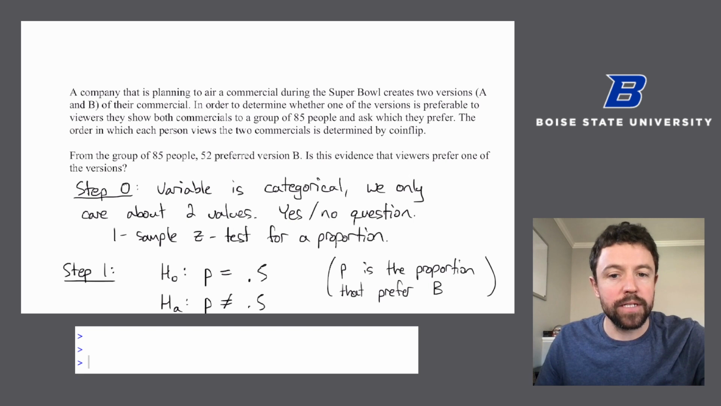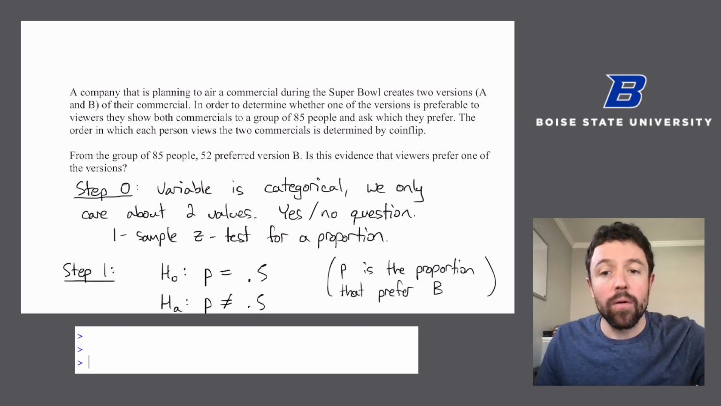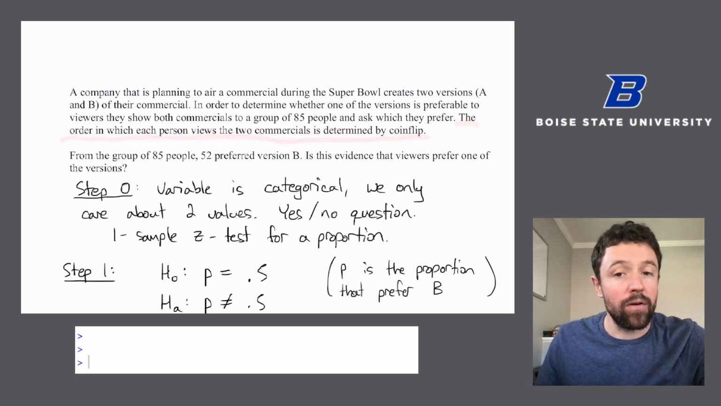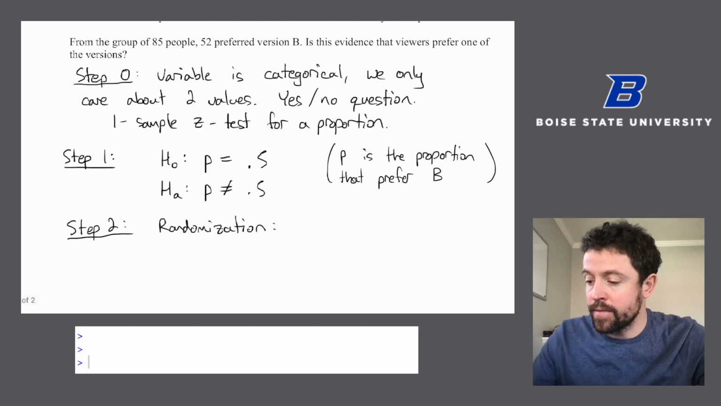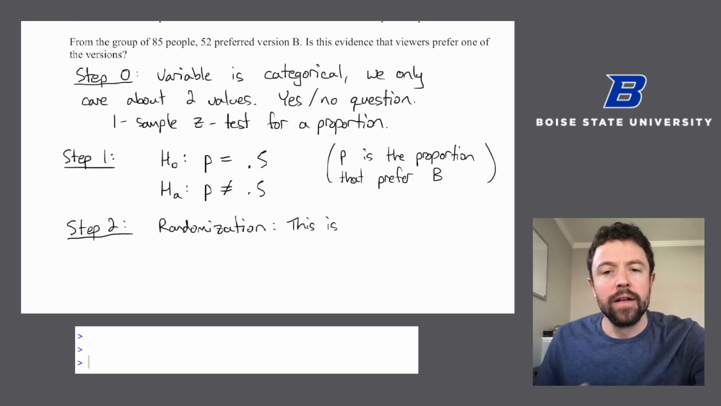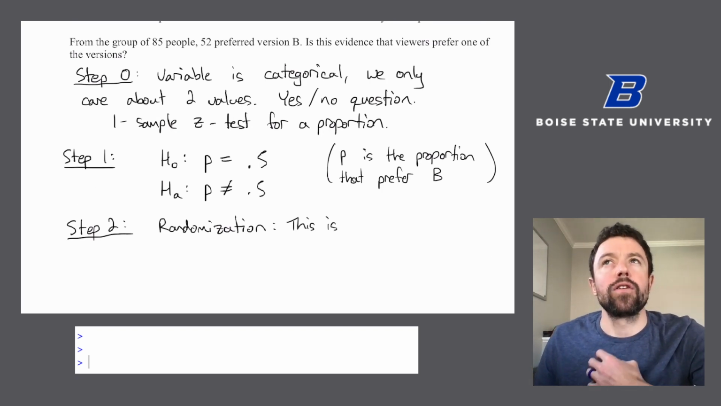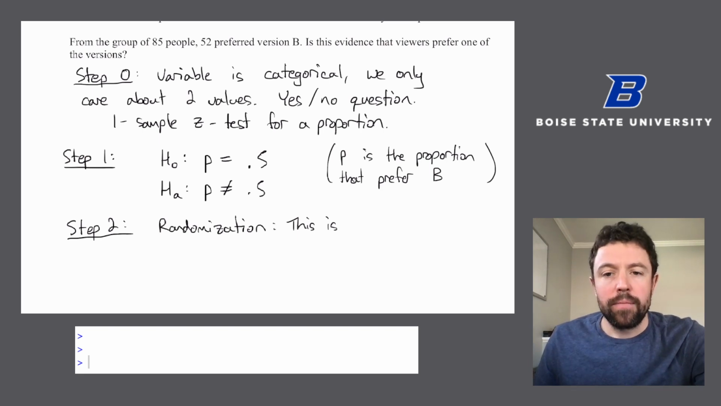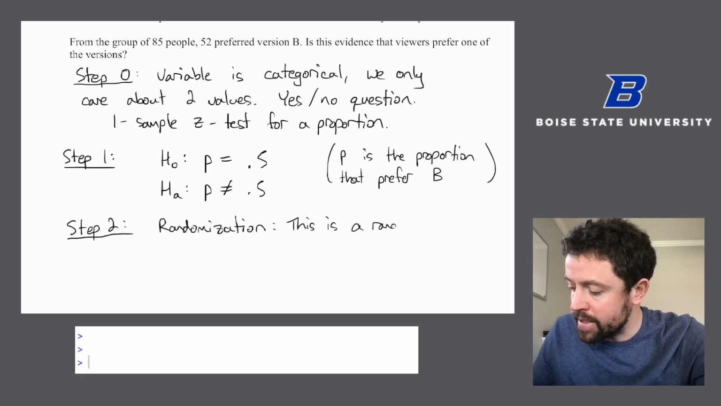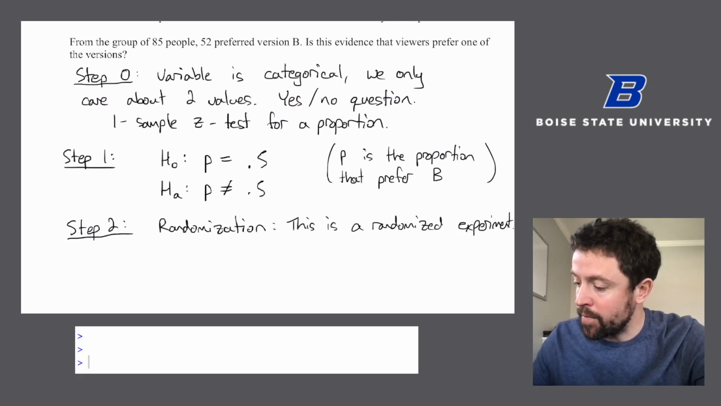So how might randomization be satisfied? When we have an experiment, what we're looking for is randomly assigning of treatment. And since the order in which each person views the two commercials is determined by coin flip, we do have randomization. This is a randomized experiment. Otherwise, we might have to worry, if we always showed everyone version A first, that the preference could be based on the order we showed them and not actually the content of the commercials. So this is a randomized experiment. So that's satisfied. We'll put a little check mark.